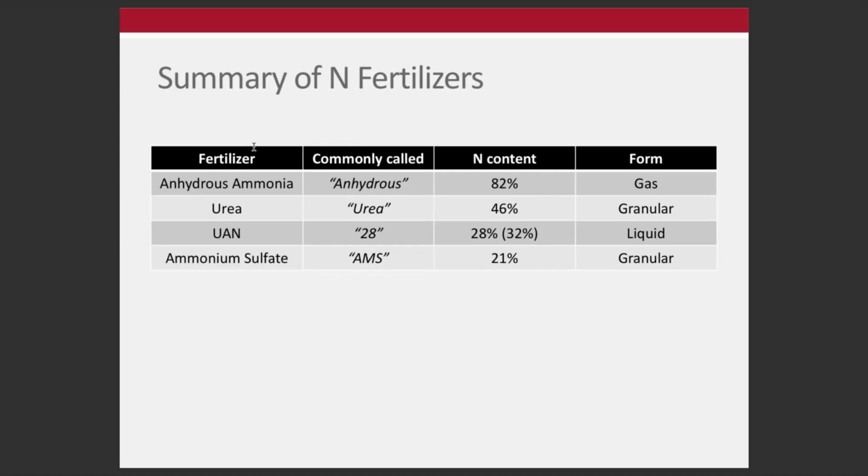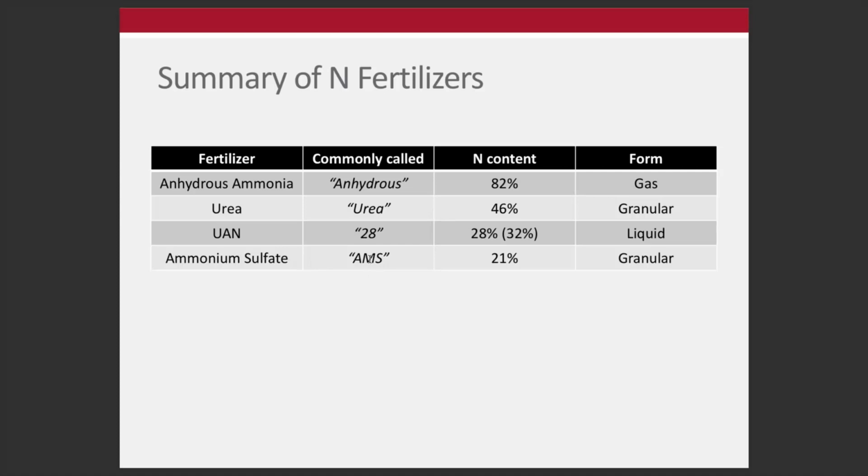Okay, so I just put this in as a kind of a summary of the four most common N fertilizers that you'll see or encounter in the state, and what they're commonly called in the industry. Anhydrous, Urea 28, and then ammonium sulfate, or AMS, is a little bit more common.